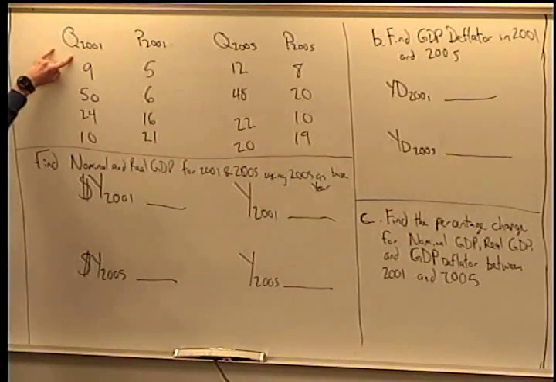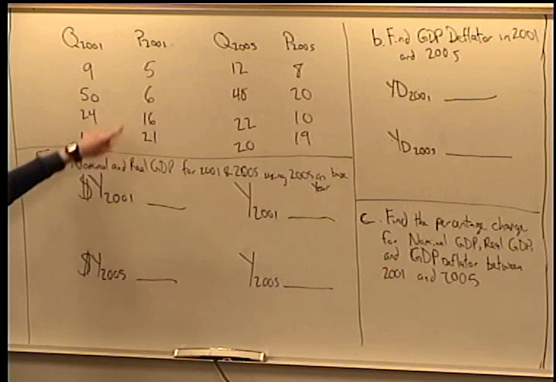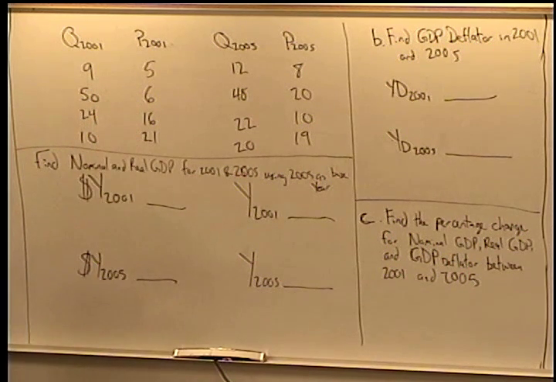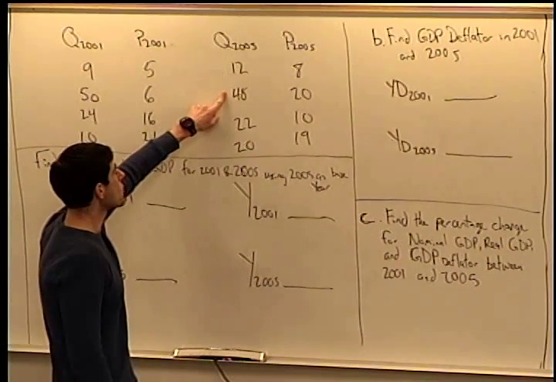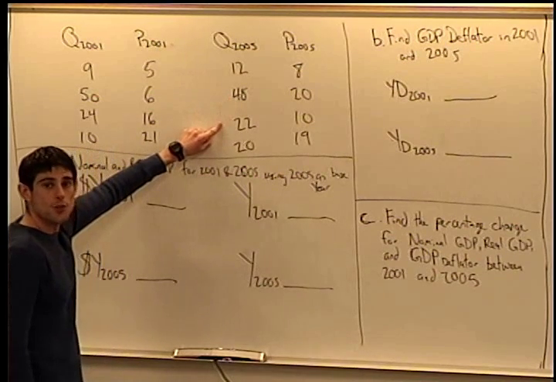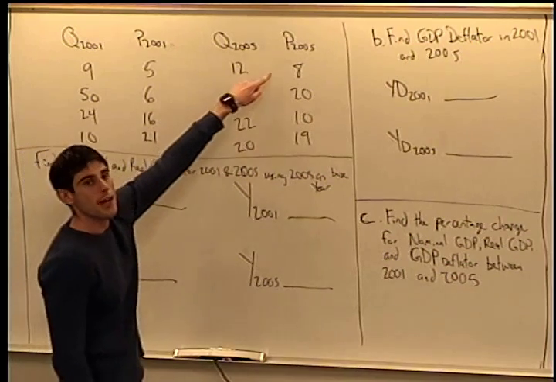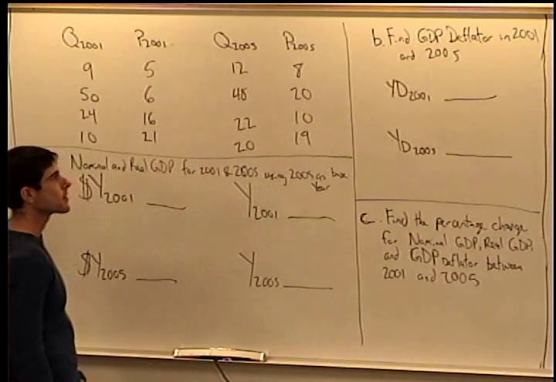So quantities that we produced in 2001, we produced 4 goods. We produced 9 of good 1, 50 of good 2, 24 of good 3, 10 of good 4. And the prices for those goods were 5, 6, 16, and 21. In 2005, we produced 12 of good 1, 48 of good 2, 22 of good 3, and 20 of good 4. And prices were 8, 20, 10, and 19.